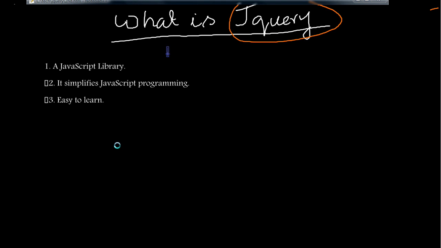So if you want to learn it, it's very important you already have knowledge of JavaScript. One thing it does is it simplifies JavaScript programming. So as I have written here, it's a JavaScript library. It simplifies JavaScript programming. And the other thing which is very important is that it's easy to learn. A lot of people think that jQuery is difficult, its syntax and whatever, but you just have to know it is easy to learn and it's very powerful.